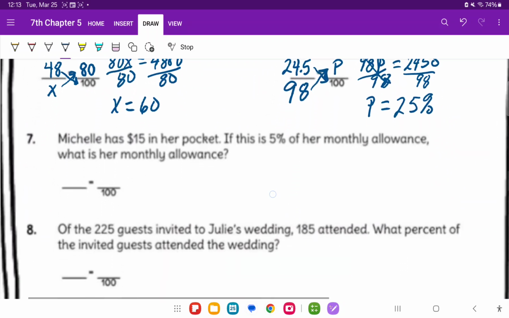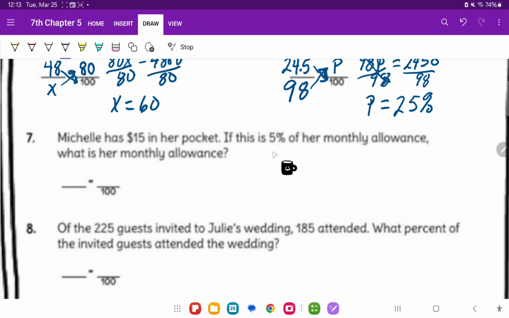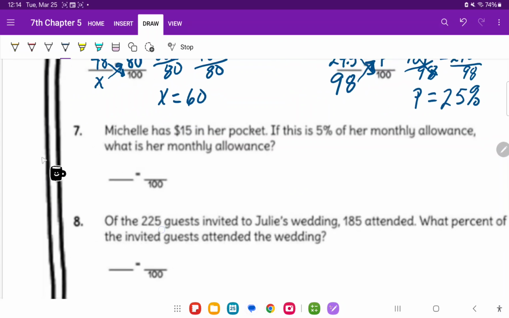Number 7, Michelle has $15 in her pocket. If this is 5% of her monthly allowance, what is her monthly allowance? All right, so you remember the part where we did the part over the total is equal to the percent over 100. That's what we're going to use right here. This is 5% of her monthly allowance. What is her monthly allowance?